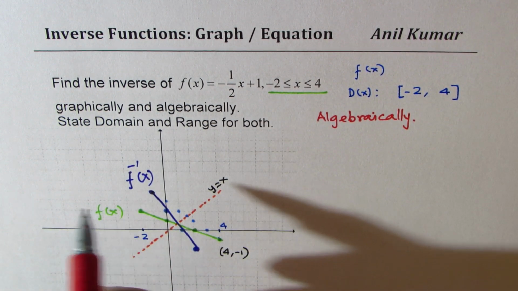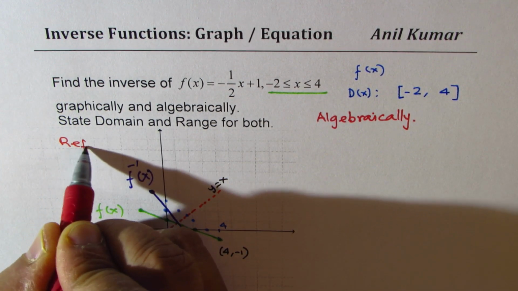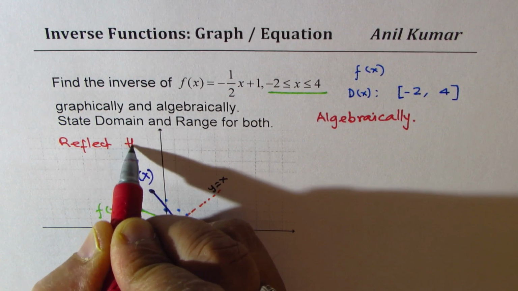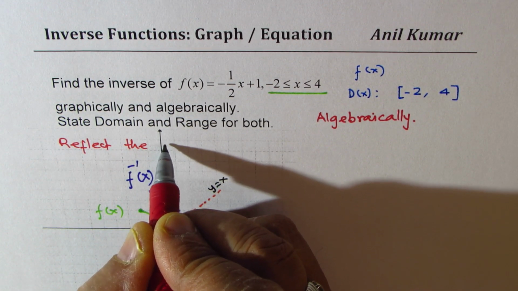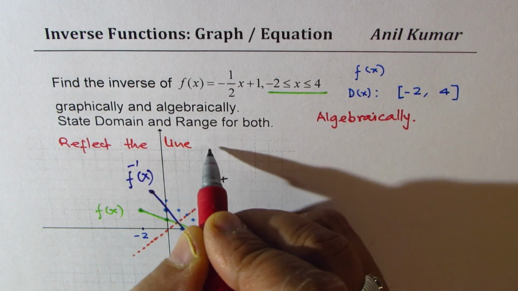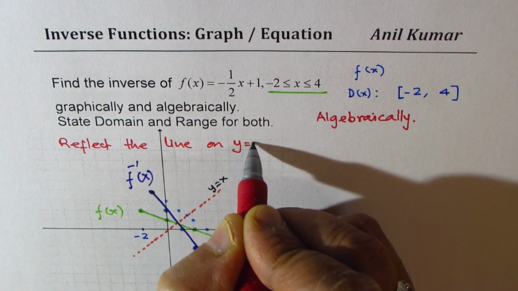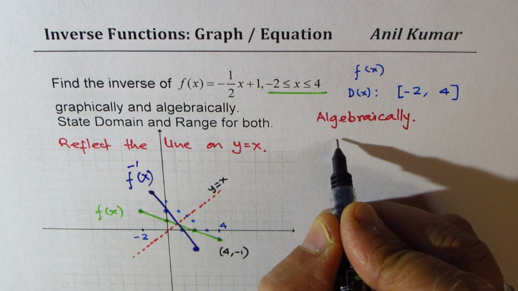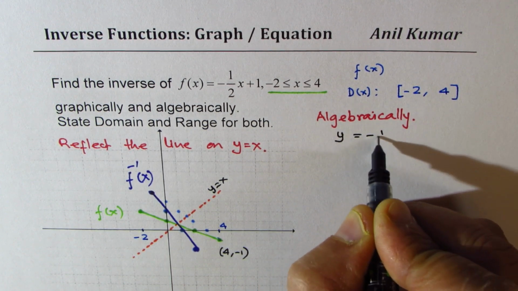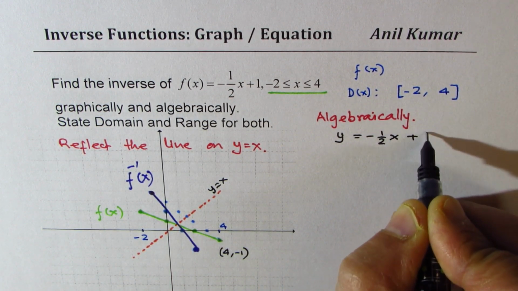So graphically, let me write down, reflect the line in this case on y equals x. Okay. Algebraically, we need to swap x and y. So we could write the equation as y equals minus half x plus 1.